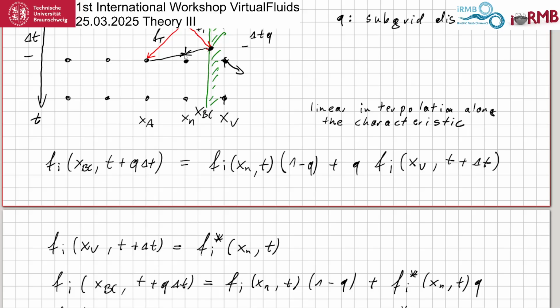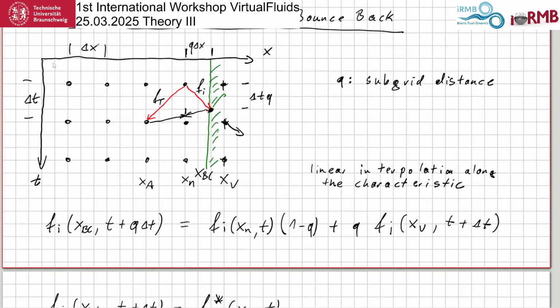I mean, is delta t equals delta x in this graph? It seems so. This doesn't matter. There's no scaling in this.